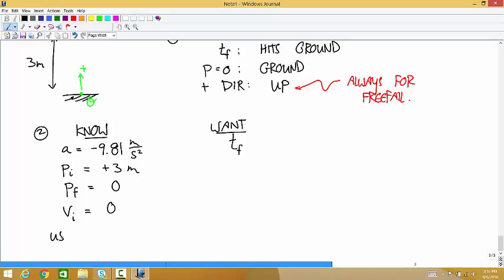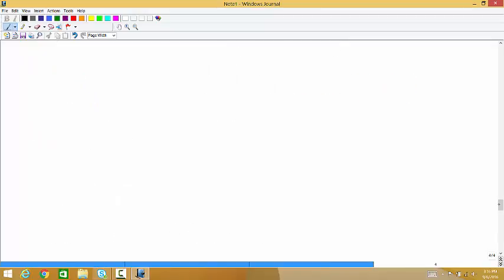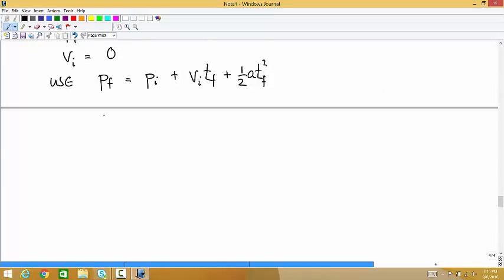The equation that works here is P final is equal to P initial plus V initial times T final plus 1/2 A T final squared. And so you get, oh no, I did it backwards. P final is 0. So 0 is equal to 3 meters plus 0 plus 1/2 times negative 9.81 meters per second squared times T final squared.